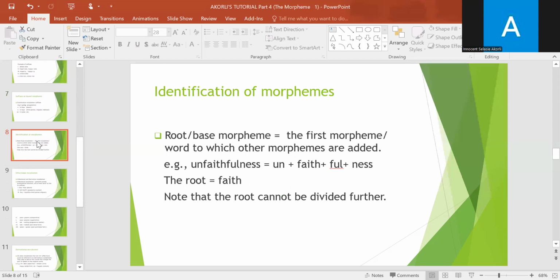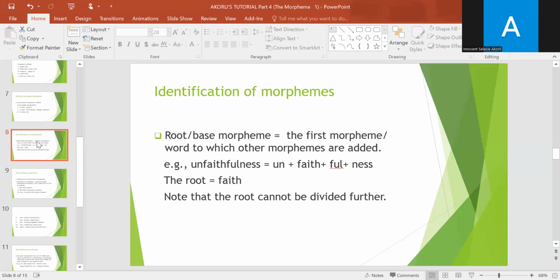So we're back to root and base morpheme. The first morpheme or word to which other morphemes are added. This is just kind of emphasis. Now look at the word unfaithfulness. Unfaithfulness could be broken down into un plus faith plus ful plus ness, where the root is equal to faith. What it means is that faith cannot be broken down any further.